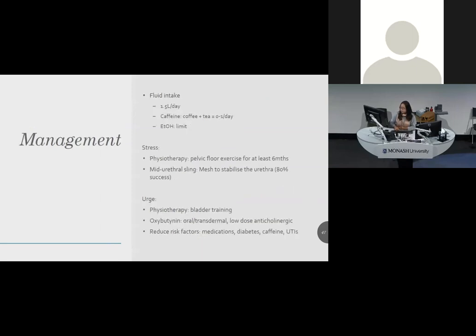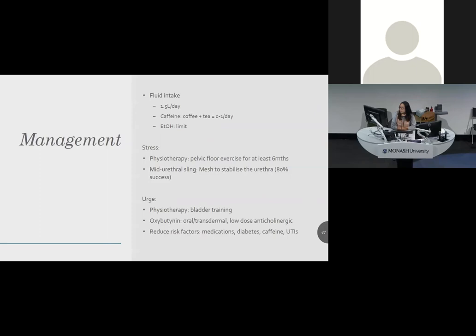In terms of management, again, lifestyle things that you can do. Restrict their fluid intake to 1.5 litres a day and nothing after about 5 p.m. or 6 p.m. is what we suggest for people with significant nocturia. In terms of coffee and tea, none, if they can have none. But one a day is also okay. And again, the same for alcohol. If they can cut out alcohol in their life altogether, it would be better than having any. But if they want one on a weekend, that's also fine. Just let them know that their symptoms might be worse.